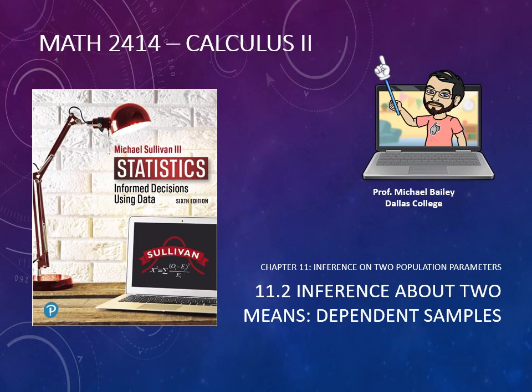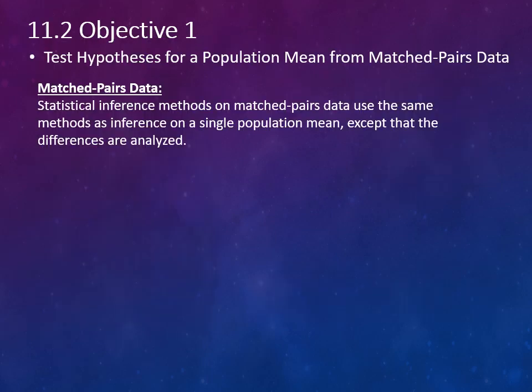Our next section of Chapter 11, 11.2, inference about two means, dependent samples. So we're going to, again, look at comparing samples. In this case, they're dependent. Our first objective is to test hypotheses for a population mean from matched pairs data. And remember, matched pairs is dependent data.